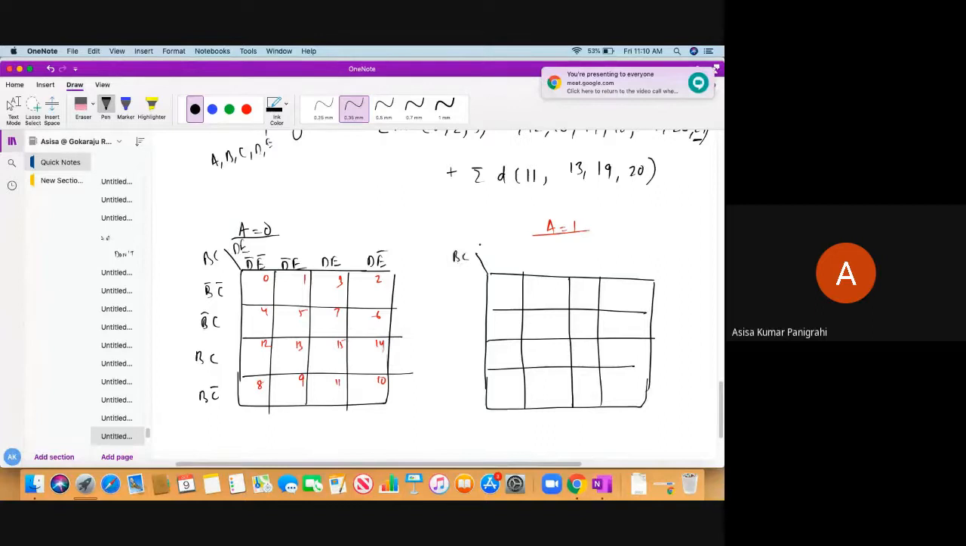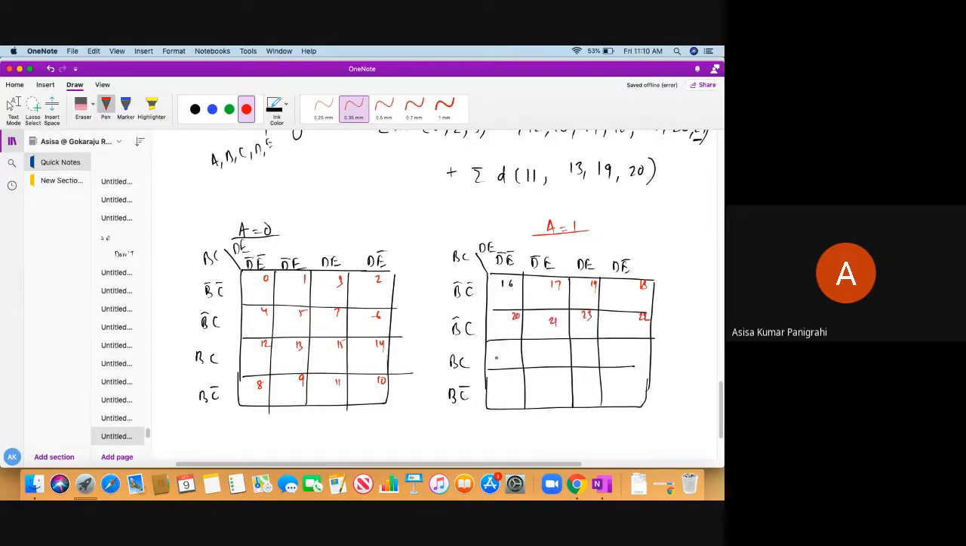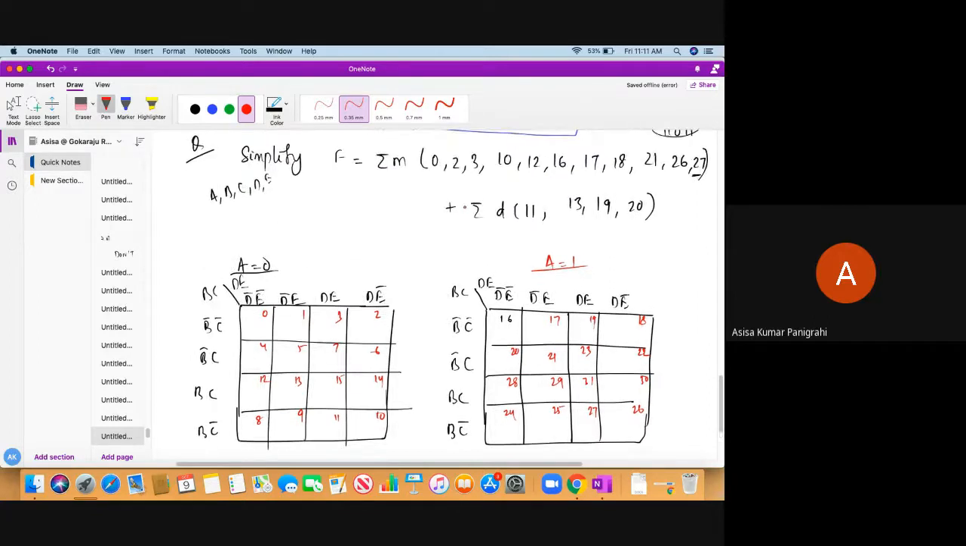Okay. D bar E bar, D bar E, D E, D E bar, B bar C bar, B bar C, B C, B C bar. Okay. So the minterm positions here start at 16. So I'll just write down 17, 18, 19, 20, 21, 22, 23, 24, 25, 26, 27, 28, 29, 30, 31. Okay. Now I can put those values quickly.